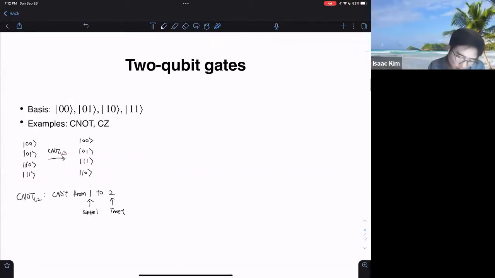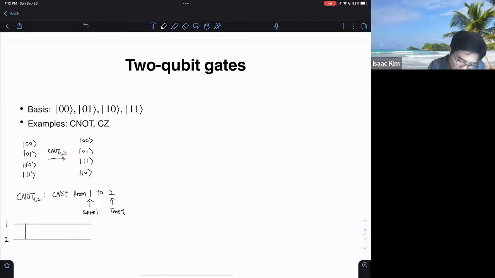Okay. And people will often draw a circuit diagram like this to represent this gate. This little dot means that this is a control qubit, and this shape, I don't know how to call it, is usually the target.